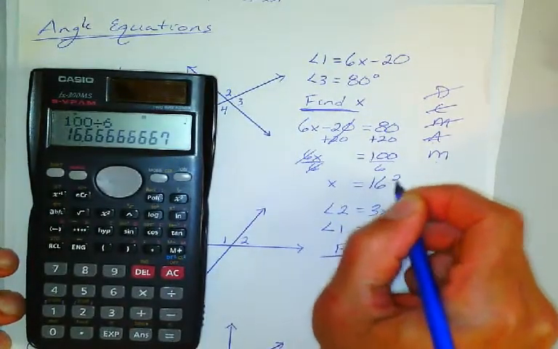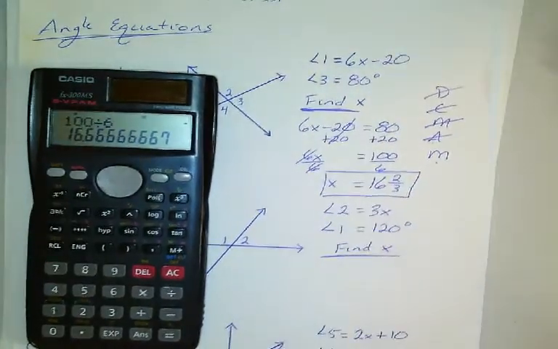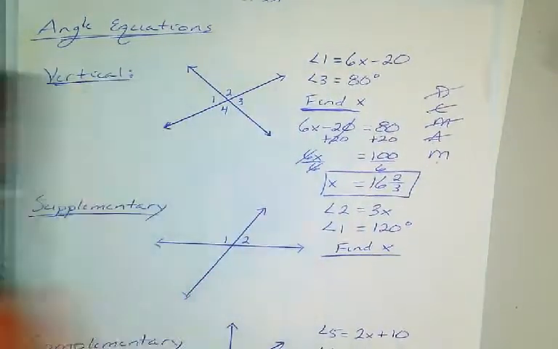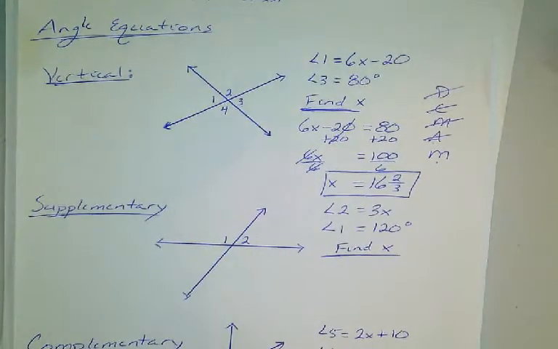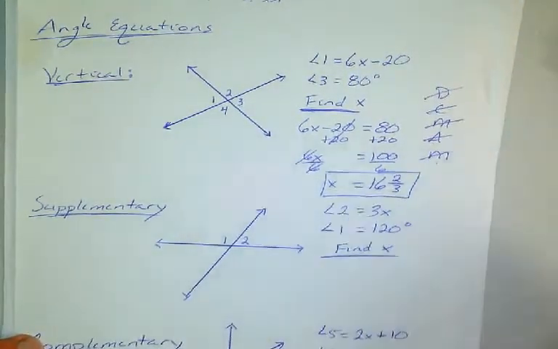Well, that's alright. You're not always going to get whole numbers. I'm pretty sure on your homework you do get whole numbers. I'm not that mean. So that's vertical angles. You set them equal. You solve using don't call me after midnight.